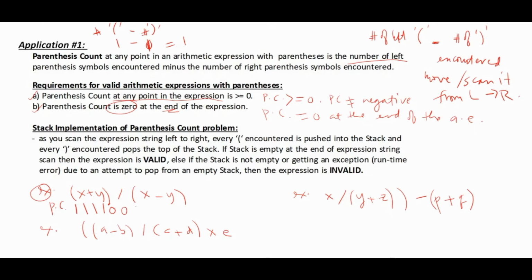At this point, we have encountered 2 left parentheses minus 1 right parenthesis, so the answer is 1. Parenthesis count is equal to 1. And this is also 1. And in here, it is 0. Why 0? Because at this point, you have encountered 2 left parentheses, and you have encountered 2 right parentheses. So the answer here is 0.